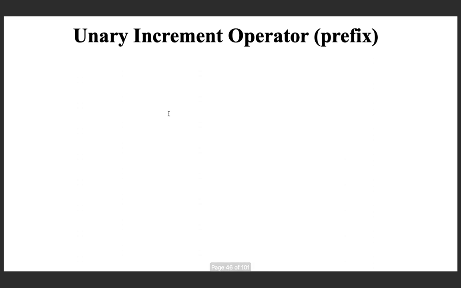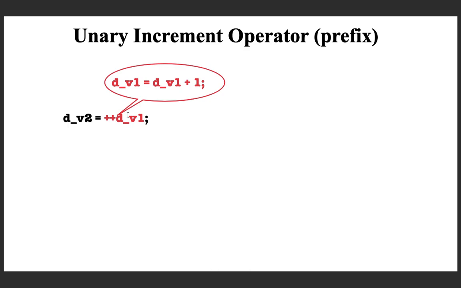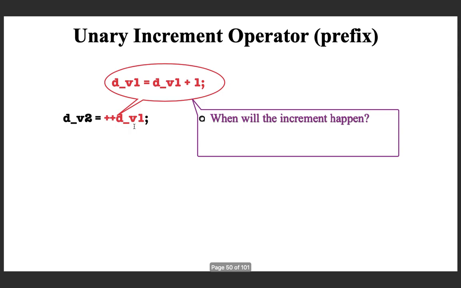Okay. Now we are coming to the unary increment in the prefix form. Prefix, here is an example. Prefix means plus plus is coming before the identifier. We can try to see the semantics. So this is again the same as increment. You can either say dv1 plus plus, that is postfix, or plus plus dv1. And if you are not using it in the RHS of an expression, then both are the same. But if you are using it in the RHS, these two are going to be different.